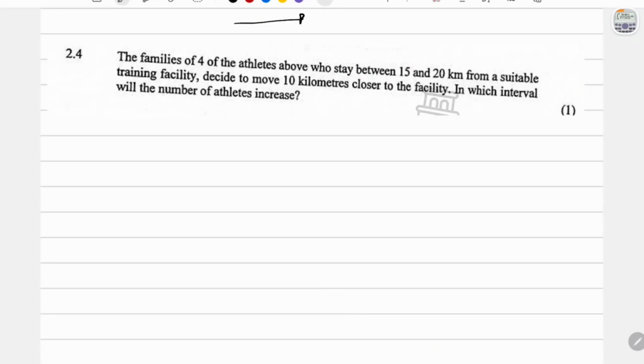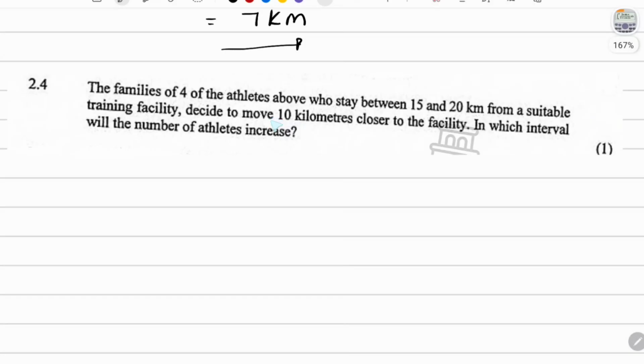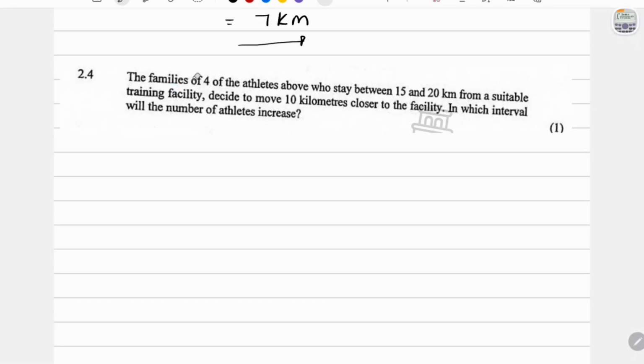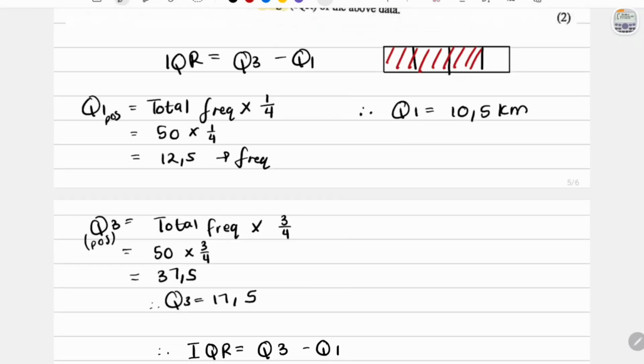Okay, we're on 2.4, and 2.4 says, the families of 4 of the athletes above who stayed between 15 to 20 kilometers from a suitable training facility decide to move 10 kilometers closer to the facility. In which interval would the number of athletes increase? So the families of the 4 athletes who stay between 15 to 20 kilometers. So it's one of the people here.